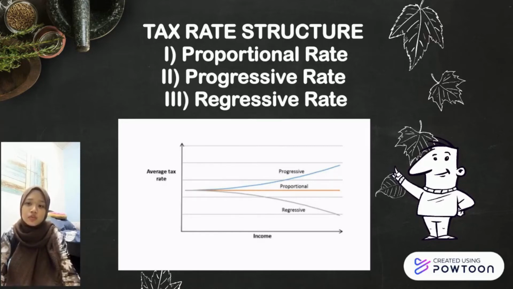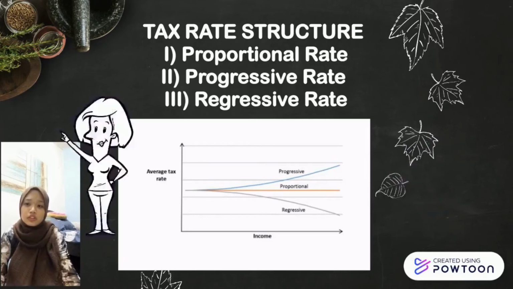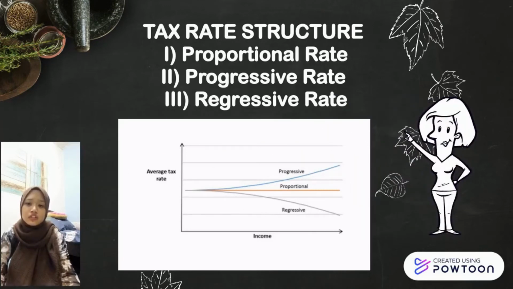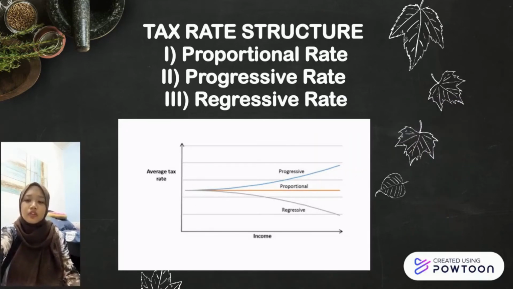Okay, second is the progressive rate. The progressive rate is also referred to as a graduated rate tax. The progressive tax rate increases as the value of the tax base increases. Usually, this progressive tax rate refers to the individual income tax in Singapore. Third is the regressive rate. Its nature is that the percentage decreases as the base value of the tax increases, for example property tax in Singapore.